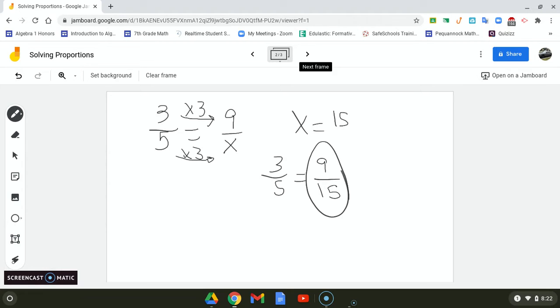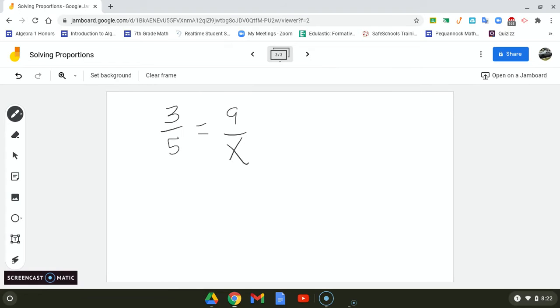Okay, but what happens when the numbers don't work quite as well? I'm going to show you the same problem, but we're going to do this a different way. We're going to do this using what's called the cross product method. And cross product is exactly what it sounds like. We're going to find the cross products of this proportion.